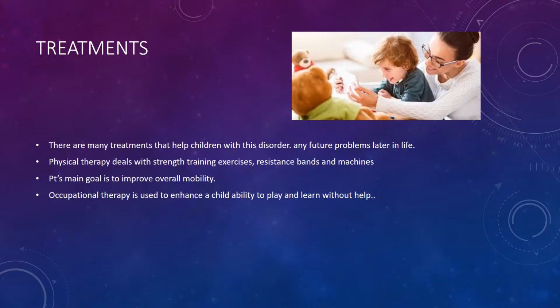There are many treatments for dyskinetic cerebral palsy. One that helps children with this disorder is making them more independent and confident in their abilities. Physical therapy and speech therapy improve existing symptoms and will also prevent problems later in life. Physical therapy deals with strength training exercises, resistance bands, and machines to help improve low muscle tone. PTs also try to help overcome any sensory impairments such as touch and perception that make movements difficult. The PT's main goal is to improve overall mobility.